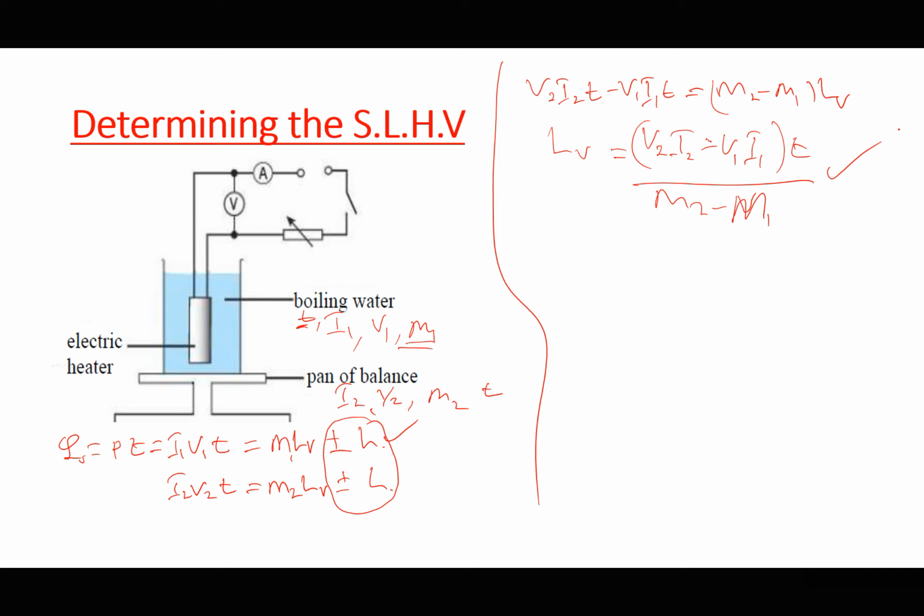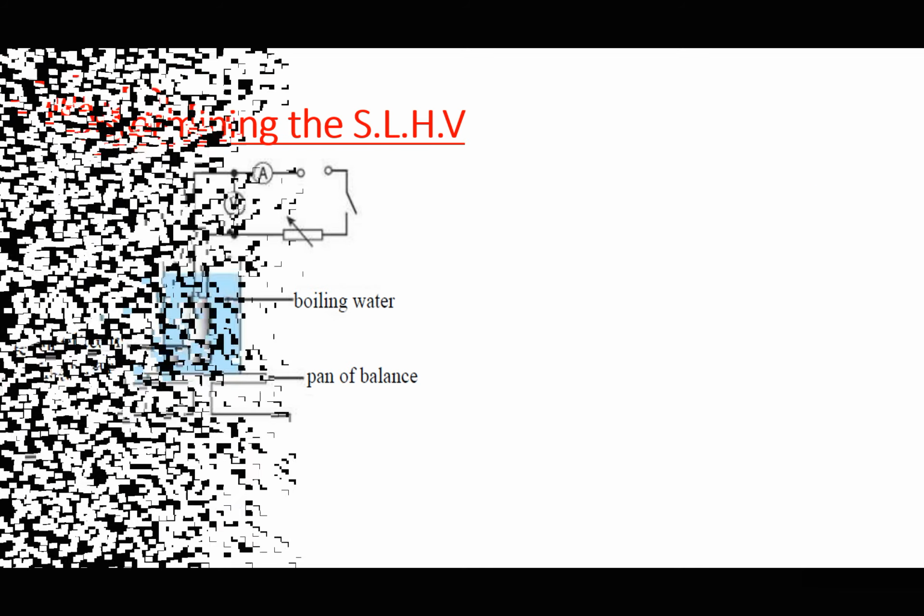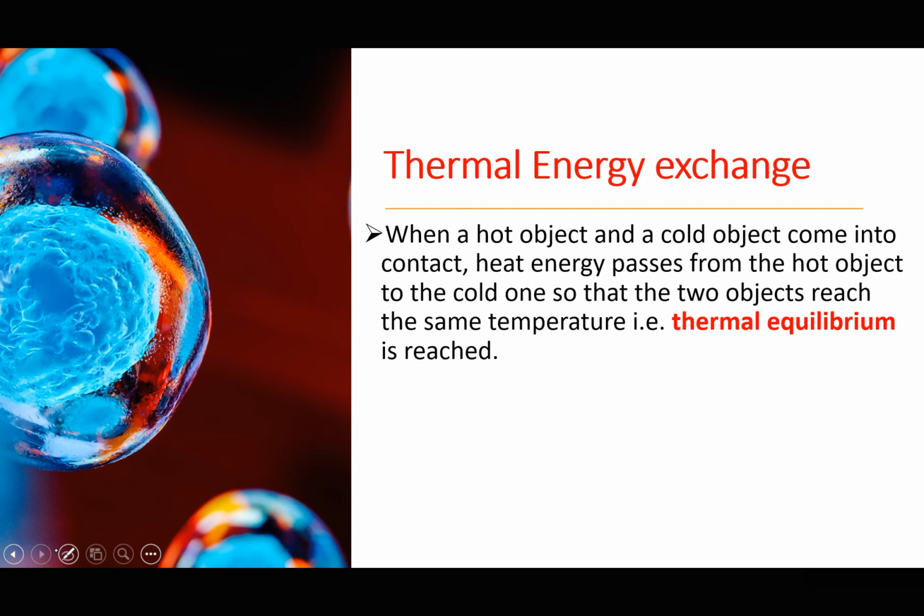Okay, lastly, under temperature, I think the only thing that is remaining is talking about heat exchange. In one of the self-checks, there was a question that I attempted, number 6, and I talked about thermal energy exchange. Normally, when a hot object and a cold object come into contact, we know that heat flows from a region of high temperature to a region of low temperature. So heat energy will pass from the hot object to the cold one, so that the two objects reach the same temperature, and that is precisely called thermal equilibrium.